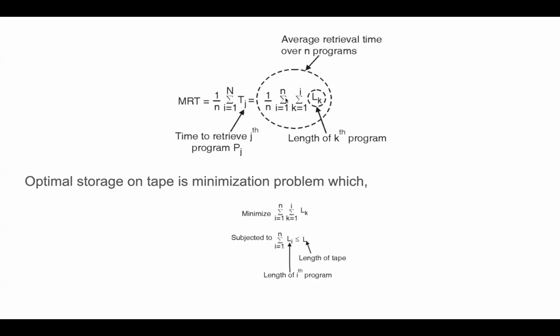How are the programs arranged? n, then I, and then k. Here k runs from 1 to I. It starts from 1, I and then k. What is the minimum retrieval time? What is the length of lk? The length of the kth program. And what is this whole term? The average retrieval time over n programs.